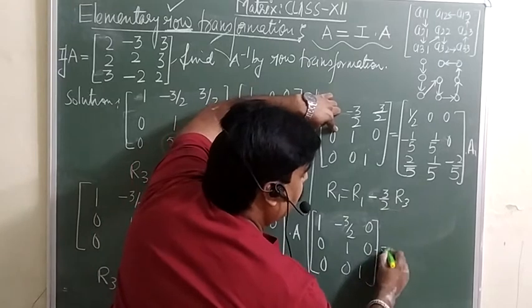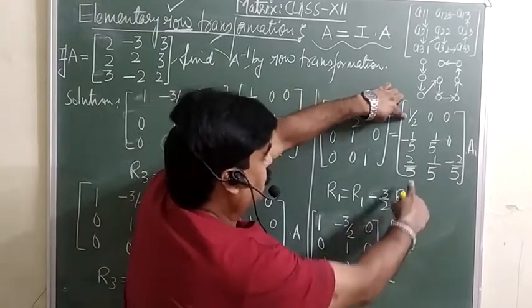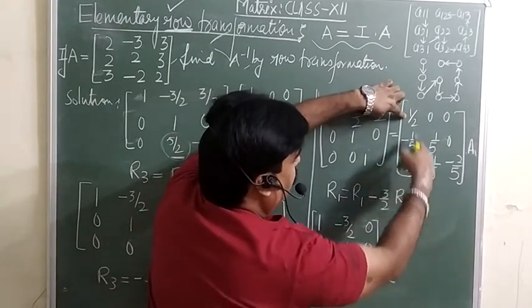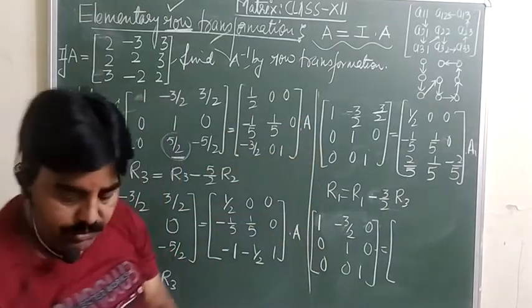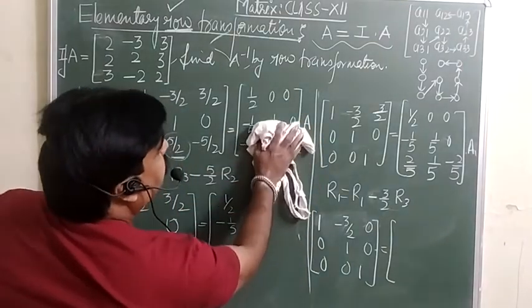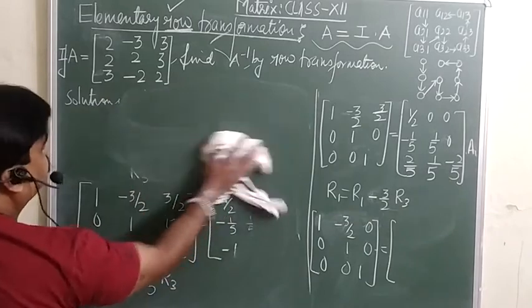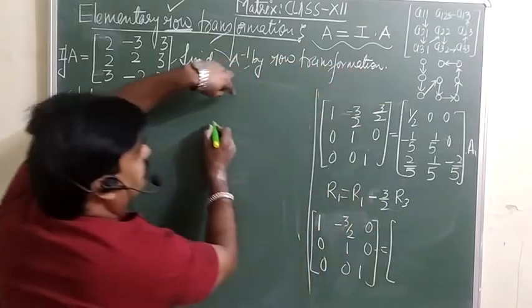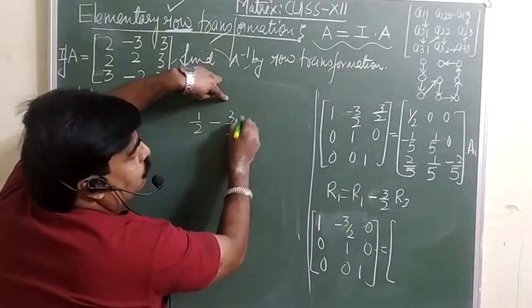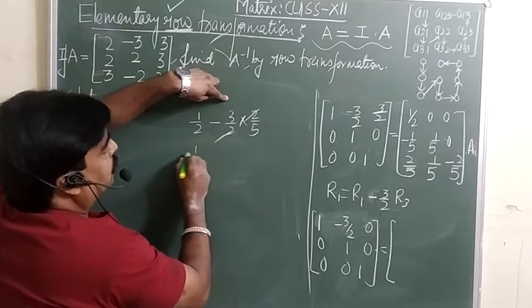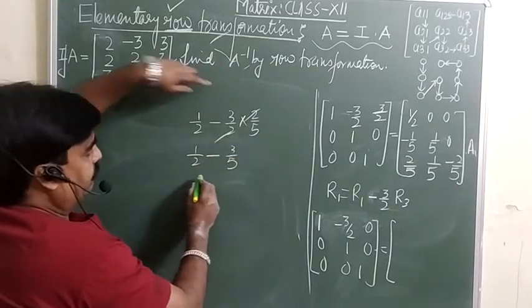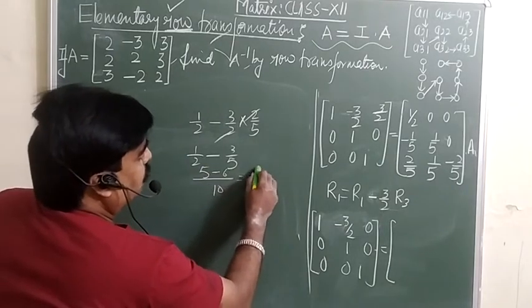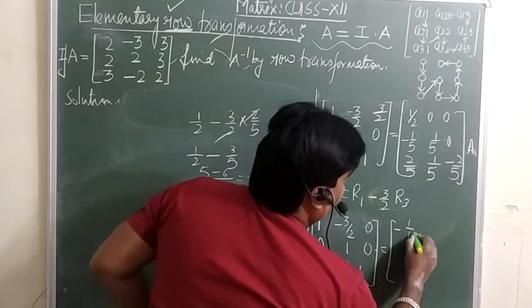Same operation we will do here. So from the first row we are going to subtract 3 over 2 times of this one, so 3 over 5, 1 by 2 minus 3 over 5. Look at the calculation here, I am going to write it here only. So 1 by 2 minus 3 by 2 into 2 over 5. So you will get 1 by 2 minus 3 over 5. So here is 10, 5 minus 6, so minus 1 over 10.